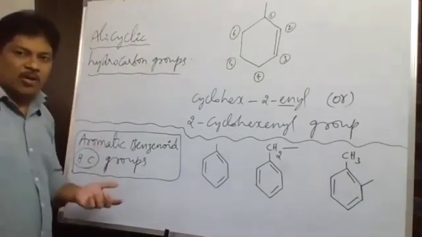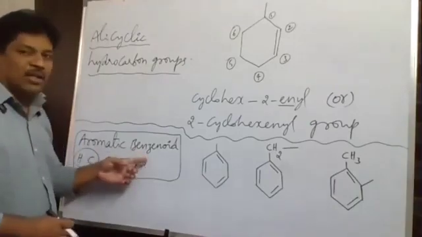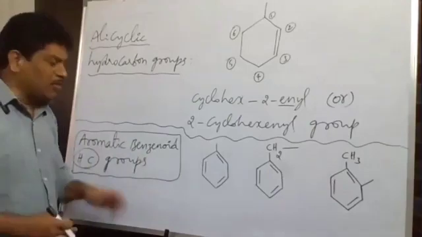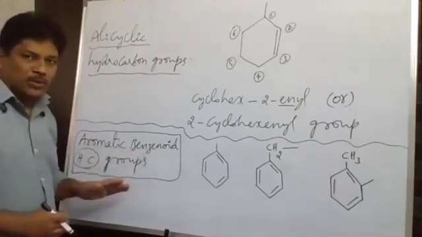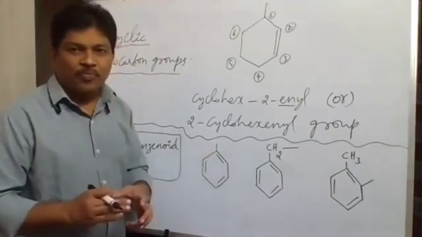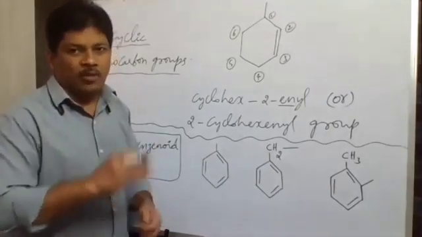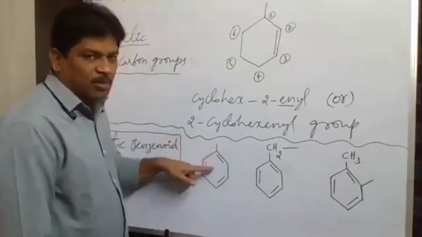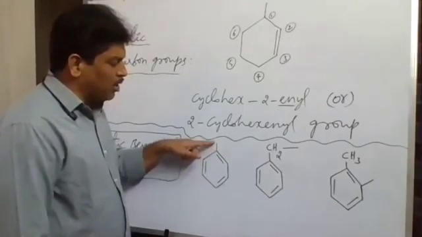In aromatic hydrocarbons, the famous molecule is what? Benzene. The important molecule is benzene. And what are benzenoid compounds? The derivatives of benzene are called benzenoid compounds. And aromatic benzenoid hydrocarbon groups indicates that we have to remove one hydrogen atom from an aromatic hydrocarbon like the benzene molecule. If you remove one hydrogen atom from the benzene molecule, from any one carbon, that carbon gets one free bond.